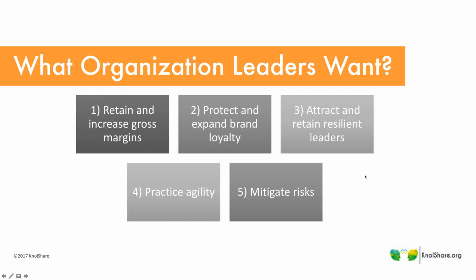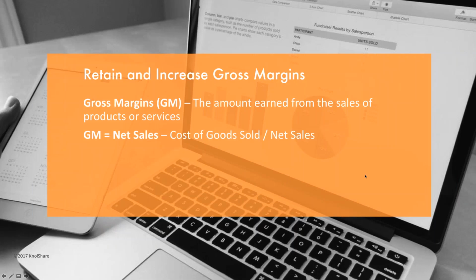So when we look at the very first one, we said retain and increase gross margin. What are we talking about here? This kind of takes me back to business school. If some of you have studied business, you would see that gross margin is the amount earned from the sales of products or services. It's really a simple calculation of net sales minus cost of goods sold, divided by net sales. What that does for the organization is it says, look, we're very profitable as an organization. And with that, we more than likely have a healthy financial organization if we're managing the money right.